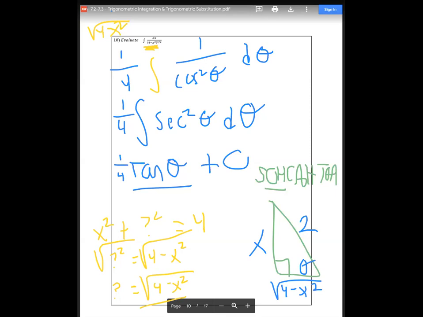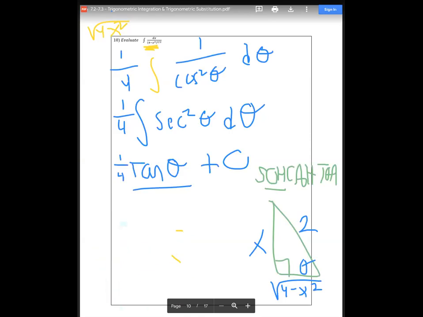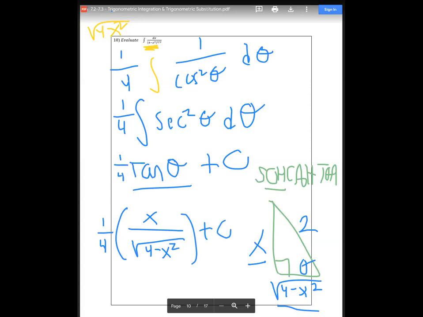And now we can figure out what tangent of theta is. Tangent of theta, remember, tangent is opposite over adjacent. So opposite is x, adjacent is the radical of 4 minus x squared. So 1 over 4, opposite over adjacent, x over the radical of 4 minus x squared, plus c. And I guess the proper way to write this final answer is x over 4 times the radical of 4 minus x squared, plus c. And that's the answer to this problem.